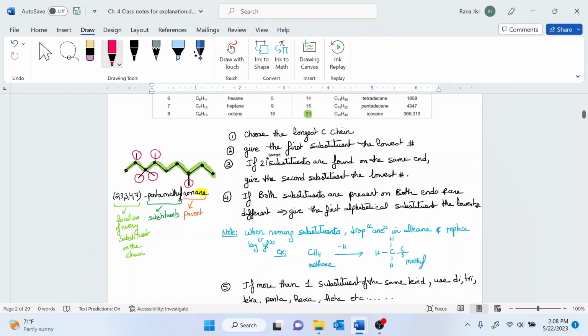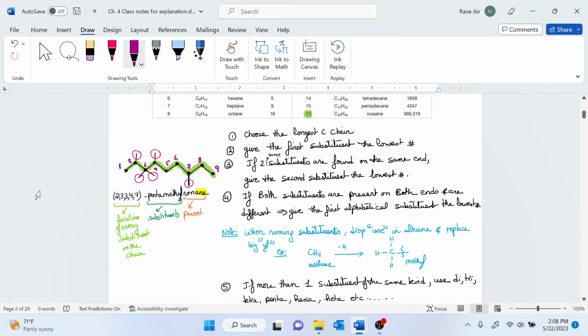And then start numbering from one of the sides that gives the first substituent the lowest number. So here I need to start numbering from the side to give this substituent, because it's closer to this end, the lowest number. So my numbering here is going to be carbon 1, carbon 2. So this CH3 now is going to be on the second carbon, on carbon number 2. This is a 3. This is 4, 5, 6, 7, 8, and 9.